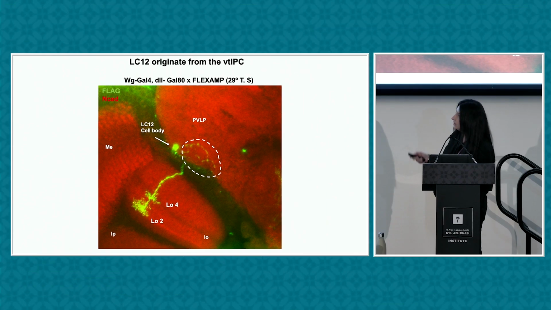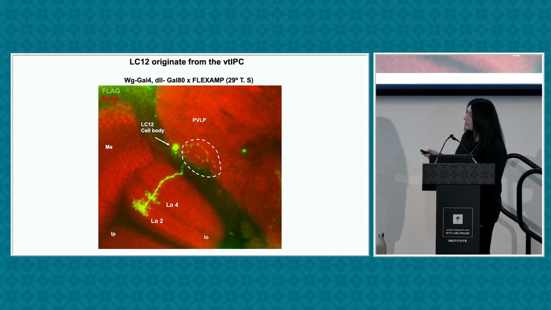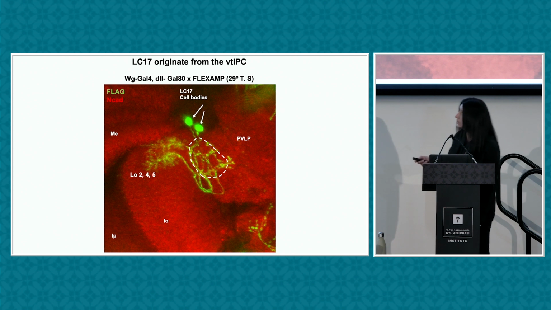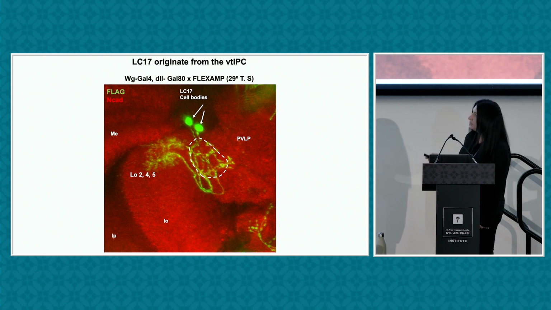So here, this is, again, a section of a fruit fly adult brain, and you can see here, this is the lobula, and this neuron here with the cell body located between the optic lobe and the central brain, they project into the lobula to distinct layers, lobula layers 2 and 4, and they form this optic glomerulus. And so these are characteristics of LC12 neurons. And we also were able to find LC17 neurons.